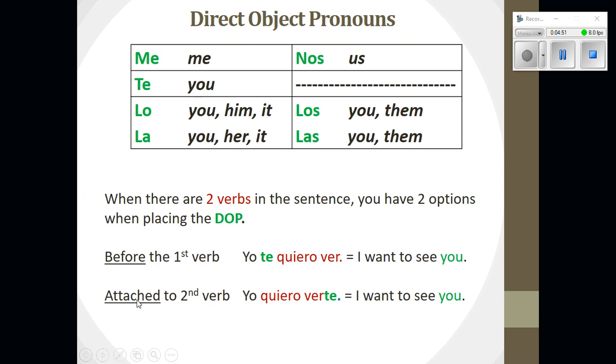Or if we have that second verb, we can attach it to the second verb, okay? So yo quiero verte, notice here we have attached it to the second verb, and they both mean I want to see you. So yo te quiero ver before the conjugated verb, or yo quiero verte, attached to the second. Pause the video and fill in the rest of that part for your note guide.